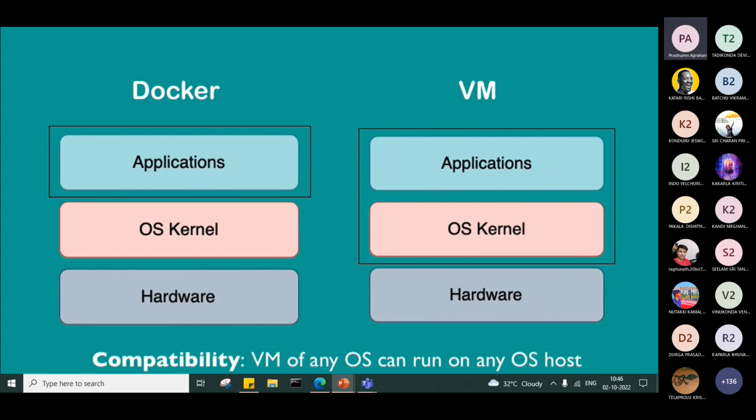The third difference is that a VM of any OS can run on any OS host. For a virtual machine, a Windows system can have Linux applications because it is complete virtualization. It directly talks with the hardware, so we don't need the host OS kernel. But for Docker, it's not like that. If the base OS image required for the application is Linux, then we need an actual Linux machine or server to run that Docker.